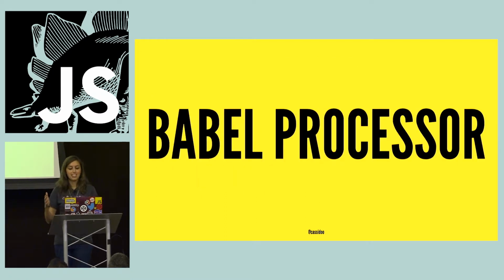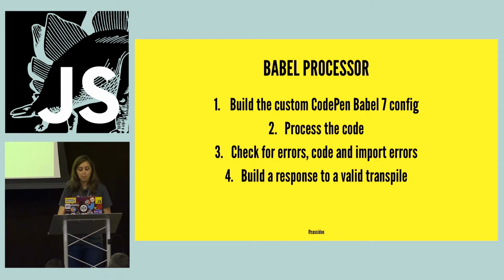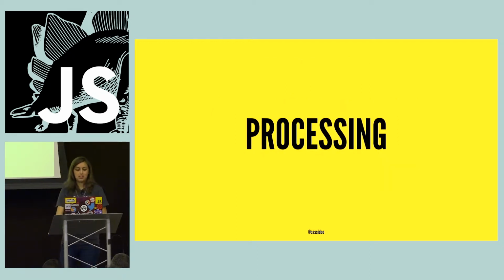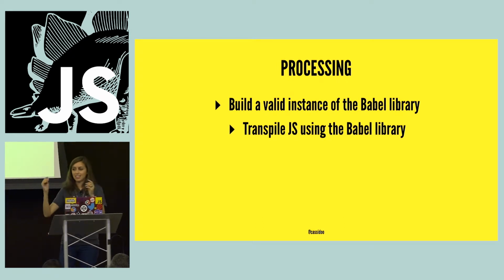And then we had to pass that into the Babel processor, and this is the thing that pulls everything together. The different steps of that were building the config that I mentioned before, processing the code with that config, checking for all of the errors, whether it be in the code itself or if you were importing something that you weren't able to import, and then building a response with that transpiled code and any other metadata that we might need. So processing, that part is just getting the Babel library, building a valid instance of it with our config, and then transpiling with it.